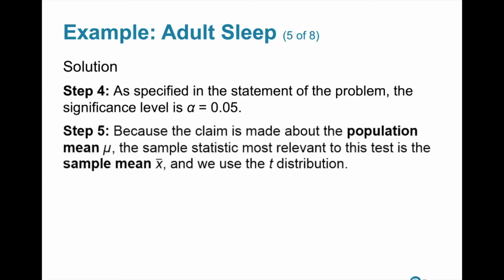All right, in step 4, we note that they asked us to use a significance level of 0.05. In step 5, because the claim is made about the population mean, the sample statistic most relevant to this test is the sample mean.